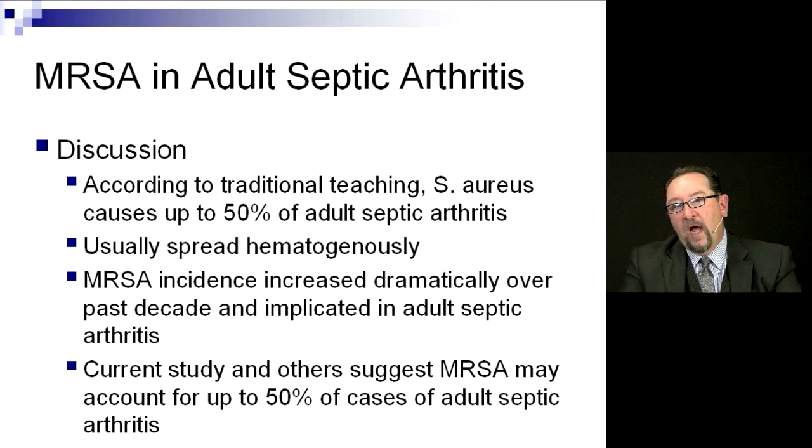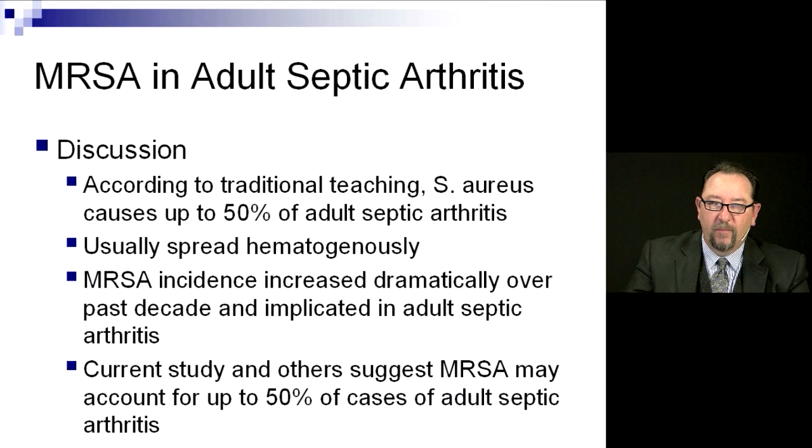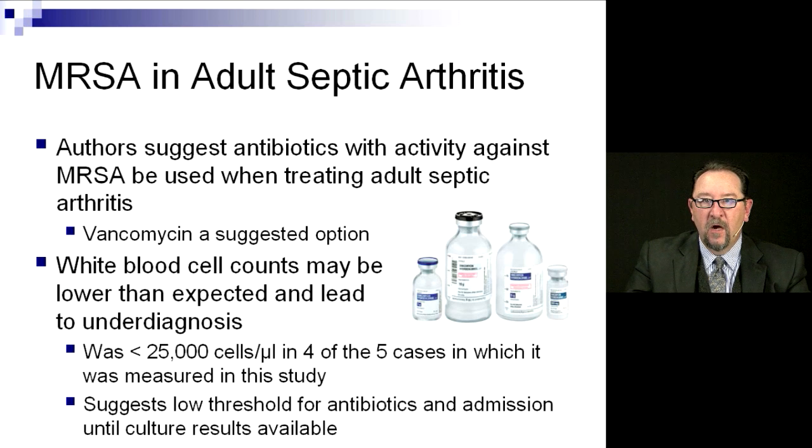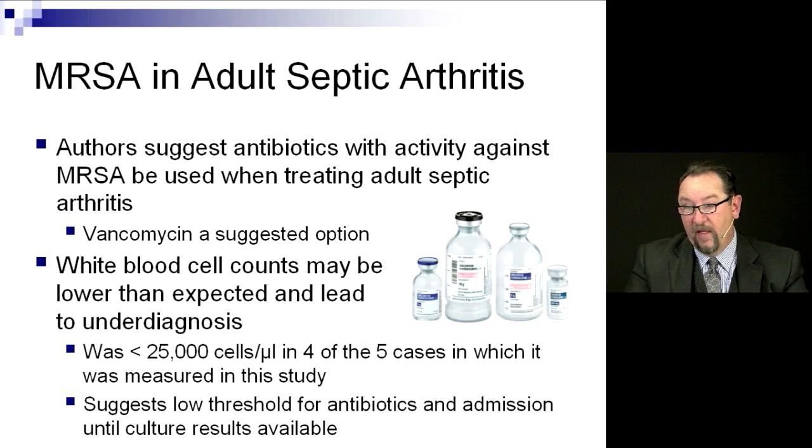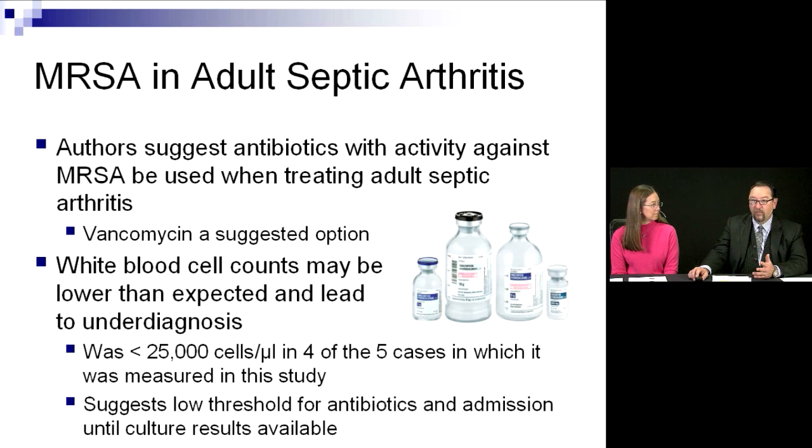So in the discussion, according to traditional teaching, Staph aureus is up to 50% of adult septic arthritis, usually hematogenous spread, so the IV drug abusers are in there. MRSA's incidence has been increasing dramatically over a wide array of soft tissue infections. In this case, they found that MRSA was 50% of their adult septic arthritis. So it's there too, is basically the bottom line. Authors suggest that if you're going to treat a pyarthrosis, you better cover it. I think that's reasonable. I certainly would. Vanco's a reasonable first choice if they're coming in for IV antibiotics.